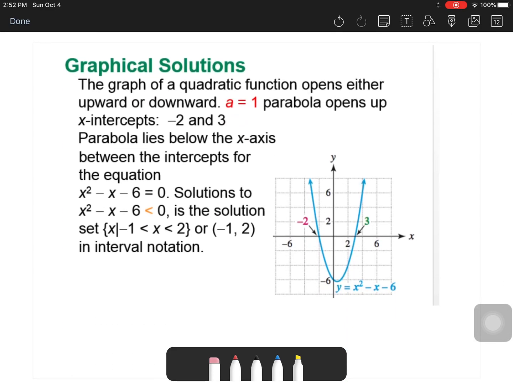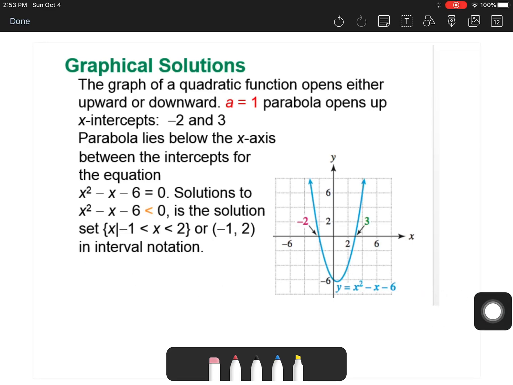Okay, so graphical solutions, and I am going to kind of focus on this. We don't have to graph our parabolas in great detail, but if we just know where it crosses the x-axis and if it opens upward or downward, solving the inequality at that point becomes really pretty easy. So here it says the graph of the quadratic function opens up if we know we have a positive a value, and x-intercepts are -2 and 3. Okay, so they've got that labeled here.